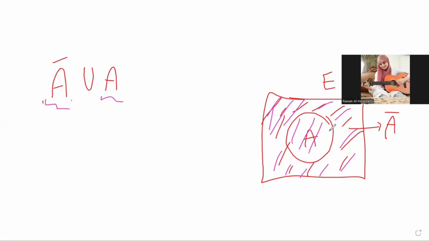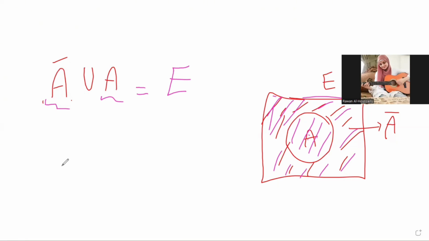Also, we have to take all the elements of A. As we notice, we have taken all the elements in A bar and in A, so it means that we have taken all the elements of the bigger set, which is E. So A bar union A is equal to the set E.